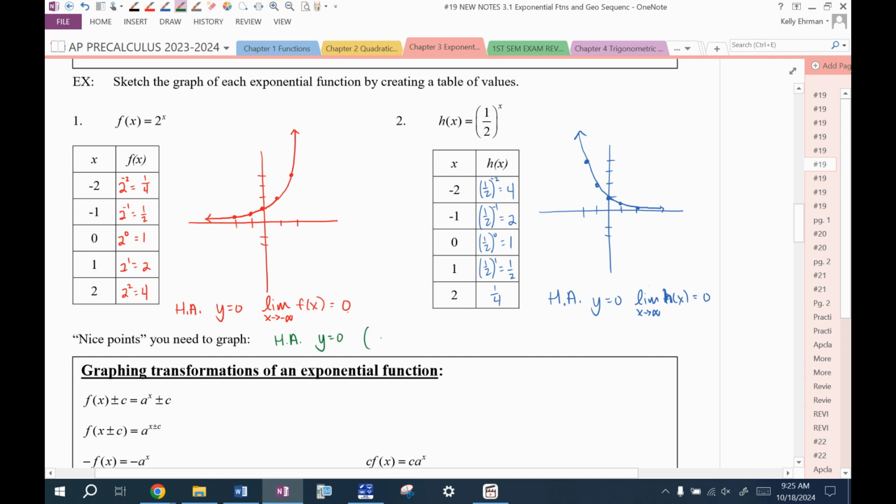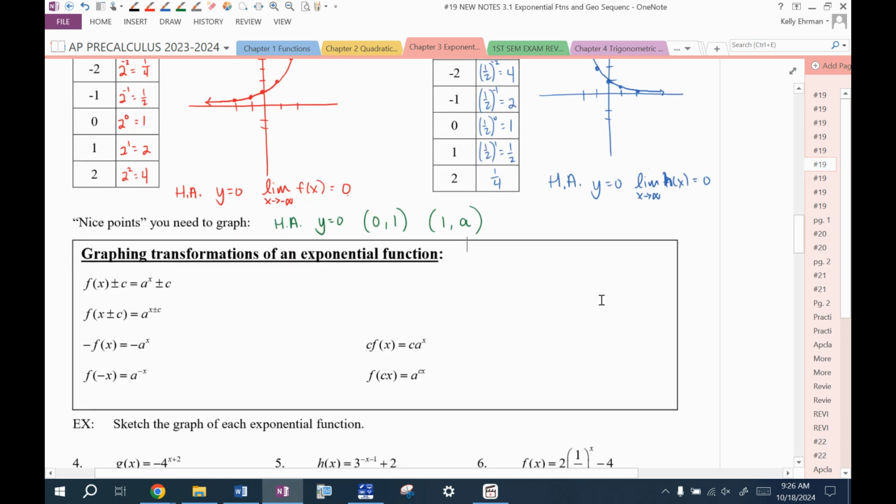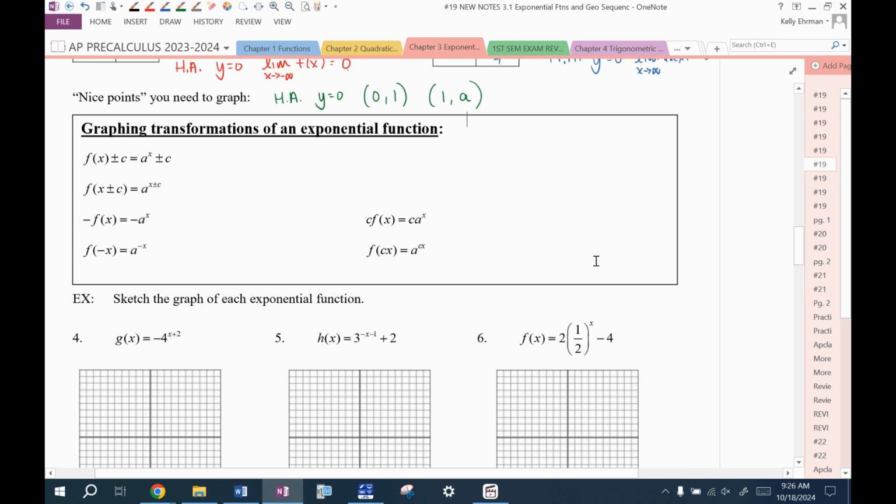Both of these graphs had a nice point at 0. They had a y-intercept of 1. And another easy point to plot is when you plug in 1 for the exponent, you get the base number, which is a. So you're welcome to plug in another point on either side of that, plug in -1, plug in 2, but this is all I'm really grading. We also need to know what these transformations look like. So we're going to be graphing some of these today.